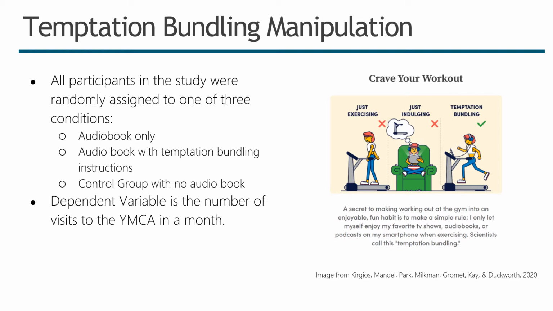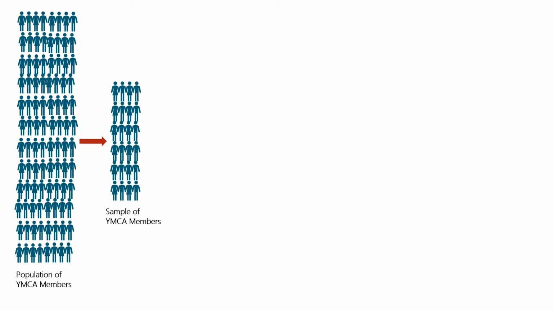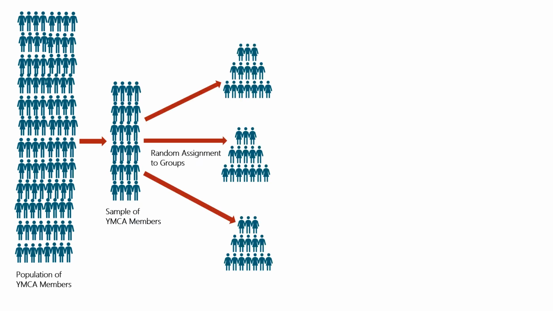Right? The dependent variable we're looking at is the number of visits each person makes to the YMCA in a given month. In this study, we're going to start with a population of members of the YMCA, and then we're going to select a subsample of those YMCA members to participate in our study. After we've selected our sample of people to be in the study, we then randomly assign that sample into 3 different groups of people, representing the 3 treatment conditions we're going to have.